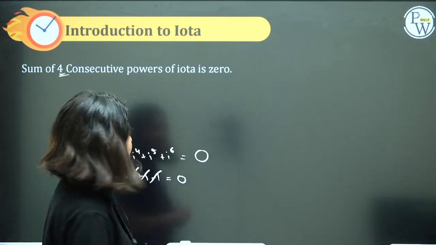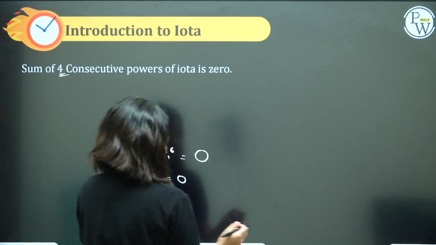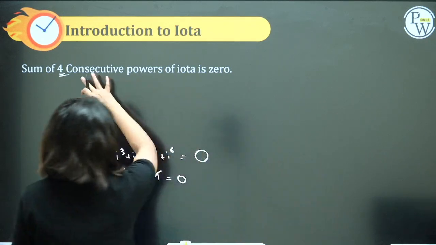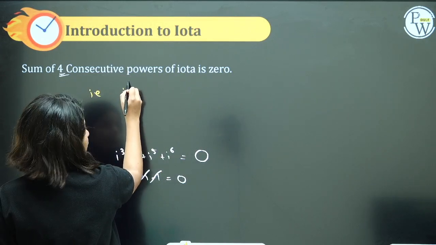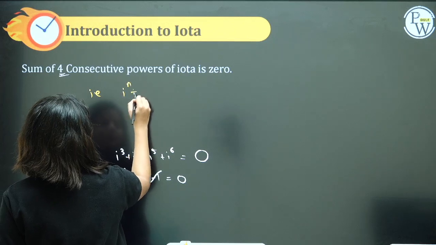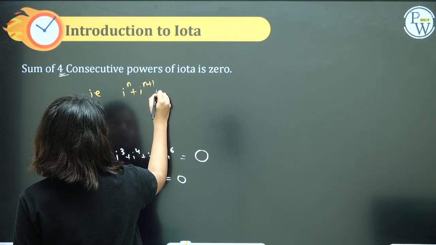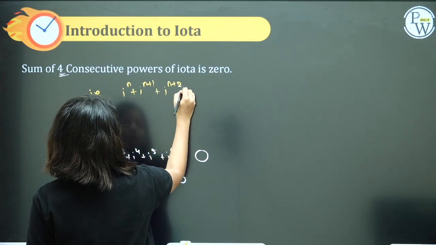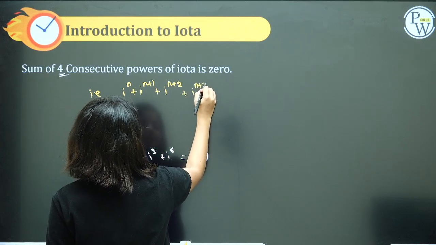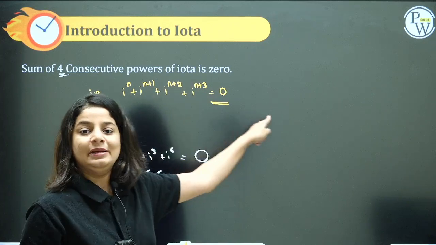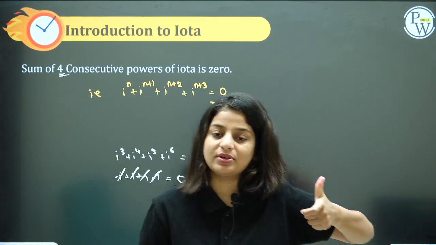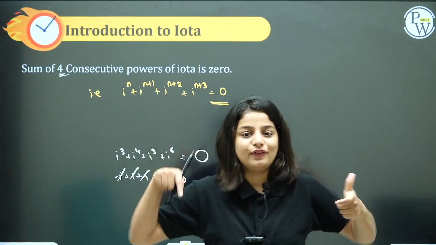Are you able to understand? So in general, it is i raised to n plus i raised to n plus 1 plus i raised to n plus 2 plus i raised to n plus 3 equal to 0. n, n plus 1, n plus 2, n plus 3 are integral powers. The power should be integral, not fractional.